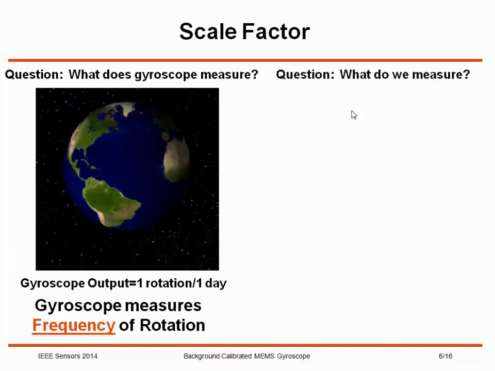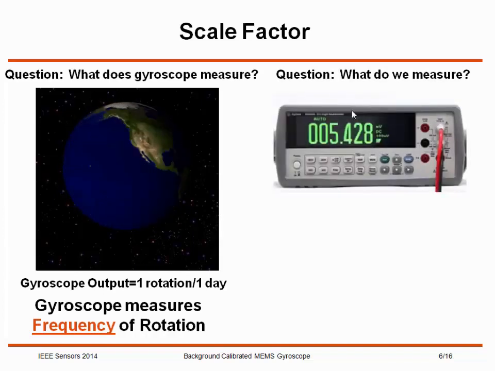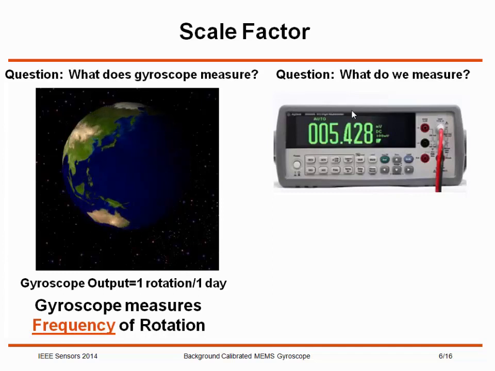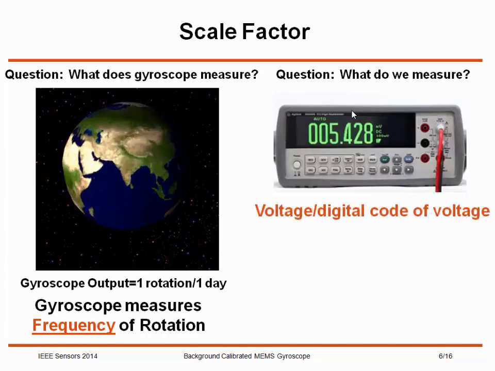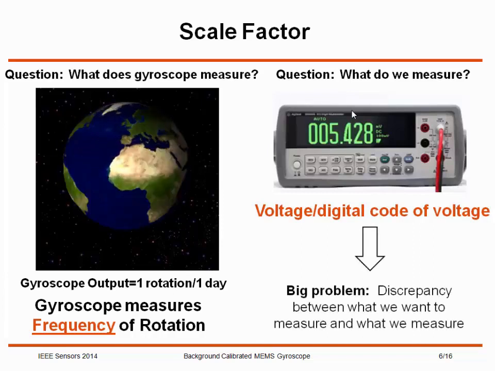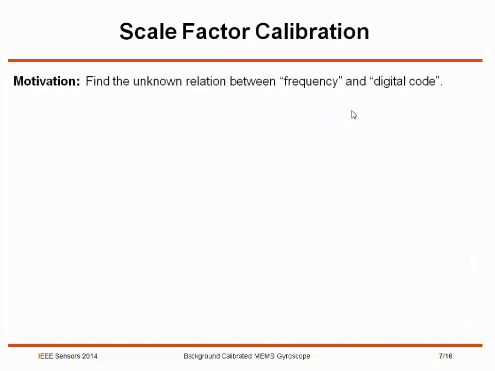But what do we measure in reality, in practice? We are measuring some voltage. Of course we use some ADC, but at the end of the day we are using some voltage, and after the ADC we are getting some digital number. But the problem is, as I said, the gyroscope by itself needs to measure frequency, and there's a discrepancy between what we want to measure and what we measure. So it is a big problem for scale factor. So what is our motivation to get the accurate scale factor? We need to know the unknown relation between this frequency and some digital code or voltage.